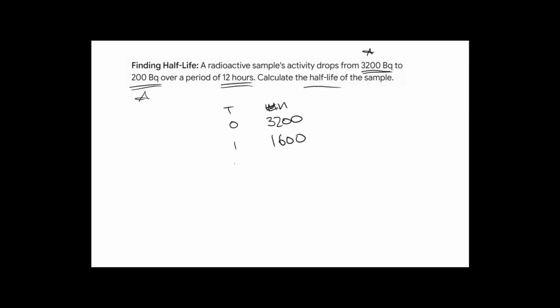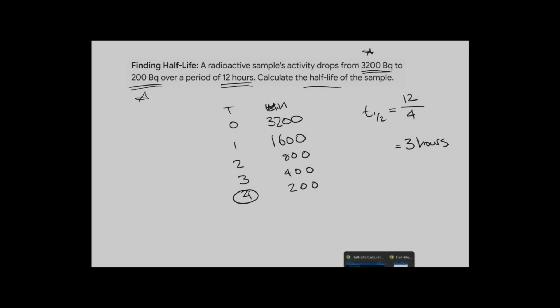1,600. After two half-lives, it's going to be 800. Three half-lives, it's going to be 400. Four half-lives, it's going to be 200. So 4 half-lives in that 12 hours. So therefore, the half-life of this is going to be 12 hours divided by 4 half-lives. So that's going to be 3 hours.